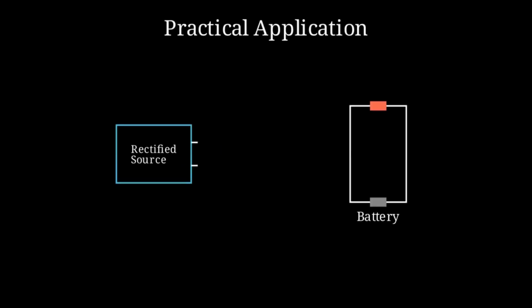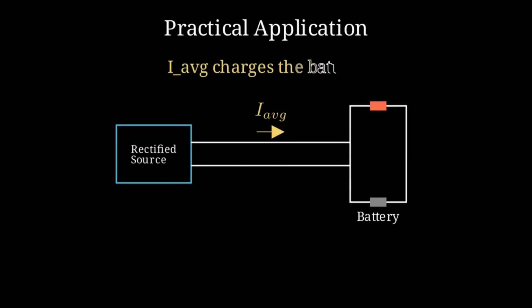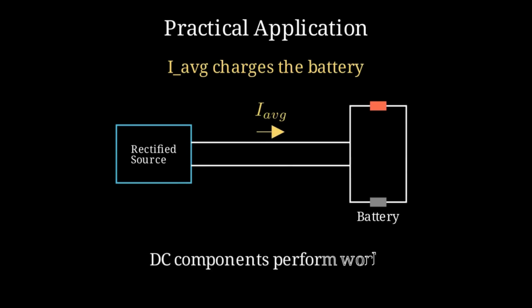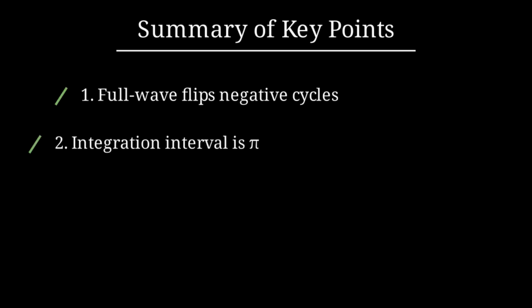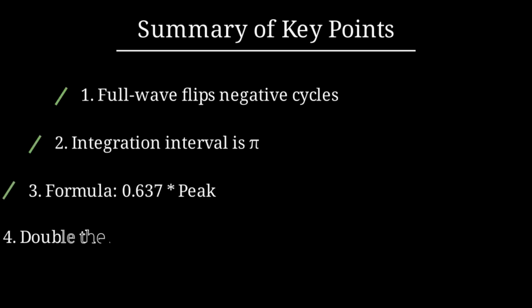In practical terms, this mean value is what determines the charging rate of a battery or the speed of a simple DC motor connected to the rectifier. It represents the useful DC component of the pulsating signal. To summarize, full-wave rectification provides a continuous stream of positive pulses. The mean value is calculated via integration over pi radians, resulting in a value that is roughly 64% of the peak amplitude. Let's test your understanding.